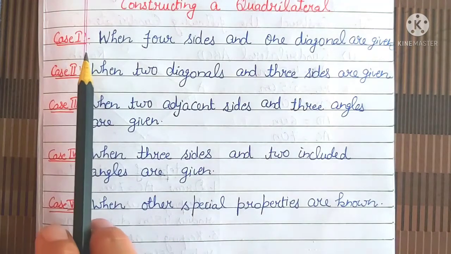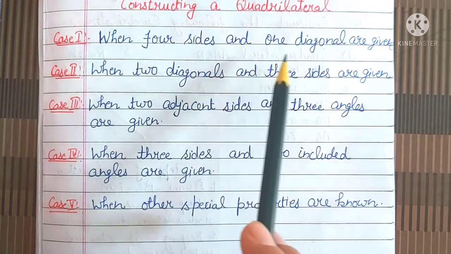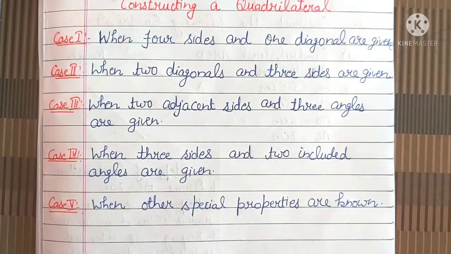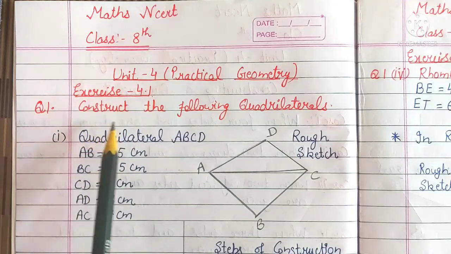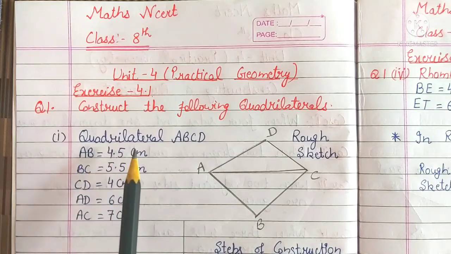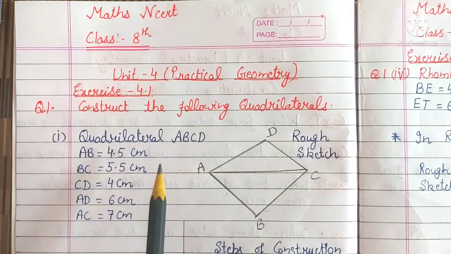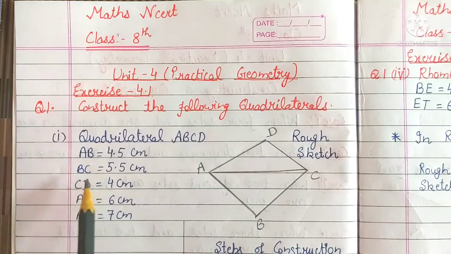So let's start with exercise 4.1, that is related with case 1, that is when 4 sides and 1 diagonal are given. So the first question of exercise 4.1, that is construct the following quadrilaterals. First part, the name of the quadrilateral is ABCD and the conditions are given. Side AB is of length 4.5 cm, side BC is of length 5.5 cm, side CD is of length 4 cm, AD side is of 6 cm and AC side is of 7 cm.